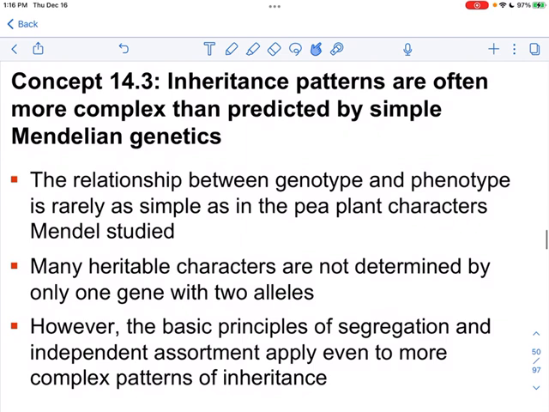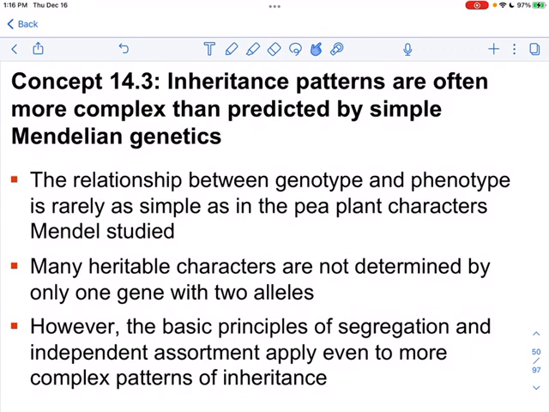All right. Now with 14.3, we are going to get into the inheritance patterns that are more complex than what are called simple Mendelian genetics, or what we more commonly refer to as simple dominance. There's a relationship between the genotype and phenotype that sometimes can be simple dominance, as with the pea plant characteristics that Mendel studied, but most heritable characteristics, whether you're talking about plants or animals, are not determined by just one gene with two alleles.